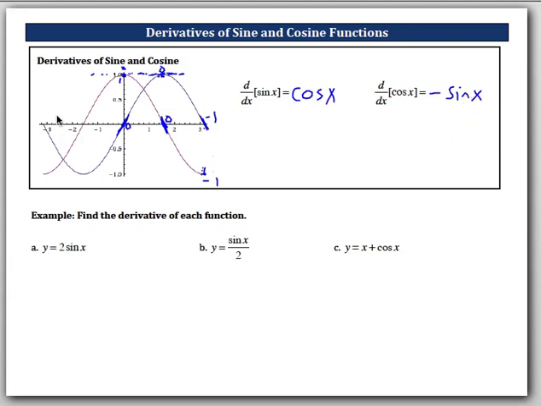You can spend a little more time if you want to try to see how that works right over here. But you can also memorize these. Derivative of sine is cosine. Derivative of cosine is negative sine. So you will have to have those memorized.